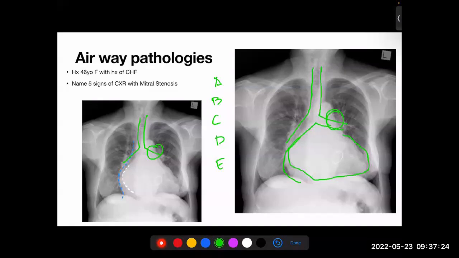And then in this patient, are you seeing something unusual? What is this? Are you guys seeing this? Yes. Yeah. What is that now? It's a mitral valve prosthesis. Thank you. Moving on.